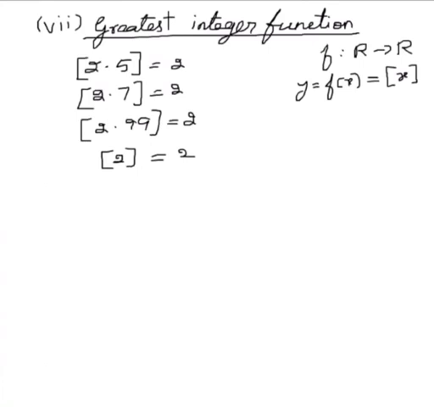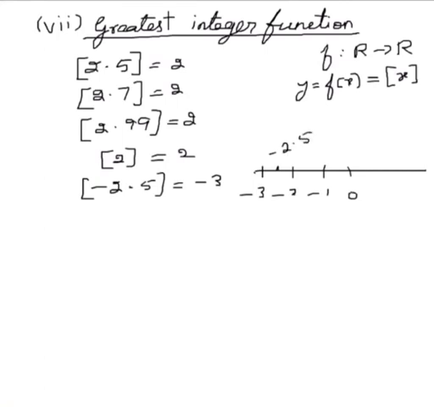And when you write greatest integer function for negative values, you have to be very careful. Minus 2.5, the greatest integer function becomes minus 3. Because on the number line, minus 2.5 is here. You have to give the answer as an integer which is lesser than the given number. So minus 3, it is not minus 2. Similarly, for minus 2.9 also we get minus 3.